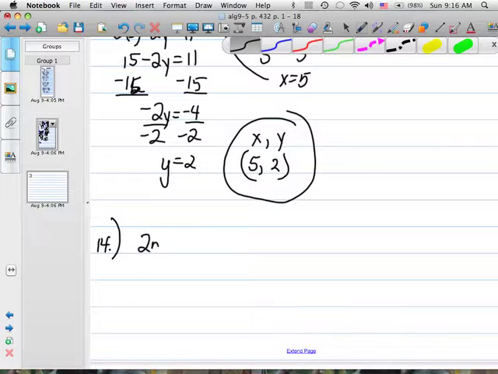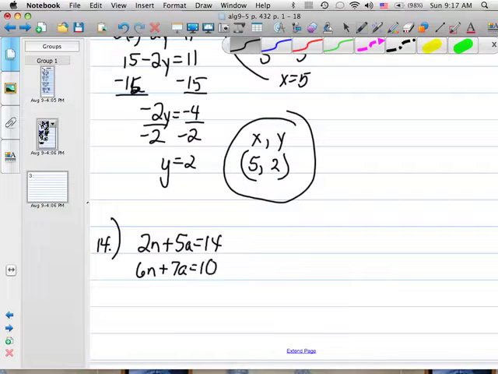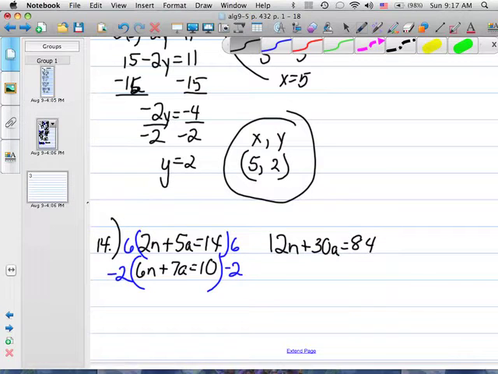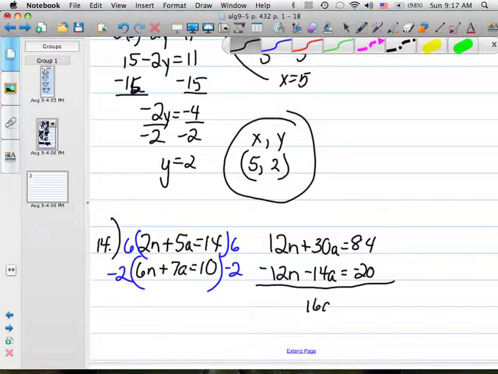14, we have 2n plus 5a equals 14, and 6n plus 7a equals 10. So we're going to have to decide which one we want to do. I'm choosing the n's. I'm going to multiply this by 6 and this by negative 2. So I'm going for 12 and negative 12. So I get 12n plus 30a equals 84, and negative 12n minus 14a equals negative 20. Adding together, the n's go out, so I get 16a equals 64. Divide by 16, and a comes out 4.